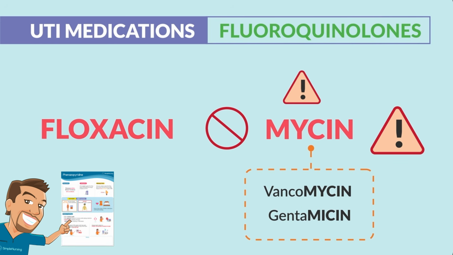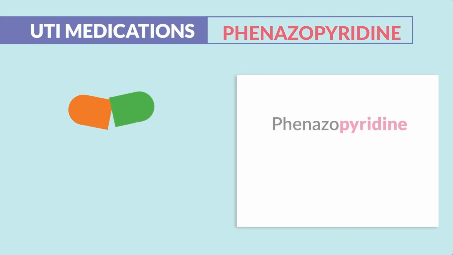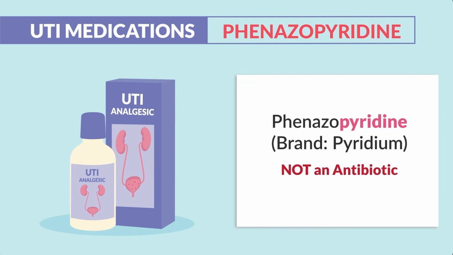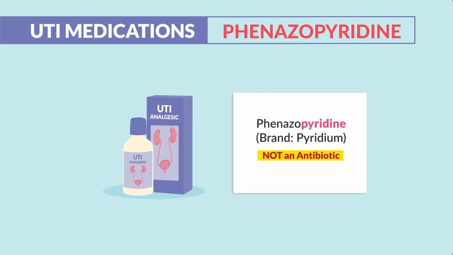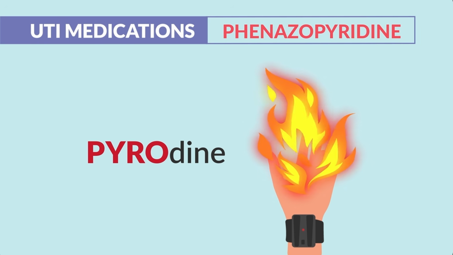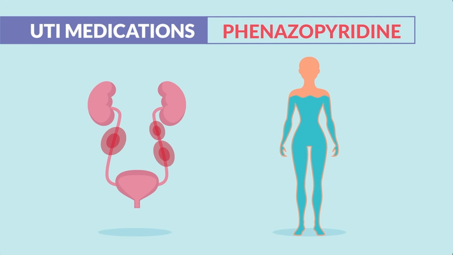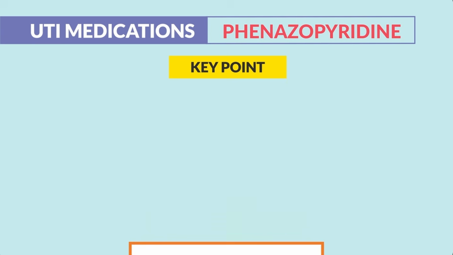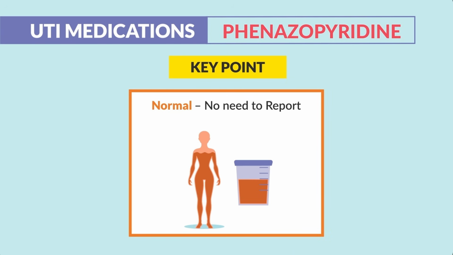Now our last drug is not an antibiotic. We have phenazopyridine. Our brand name is Pyridium. It's a UTI analgesic given for pain relief during that burning and irritation of the UTIs. So some instructors stress the pyro in pyridine like a pyro fire, since it's used to ease the fiery burning sensations of UTIs, and since it turns the body fluid red and orange like a fire. So the key point here, guys, write these down. It's normal. There's no need to report those red and orange urine and body fluids.